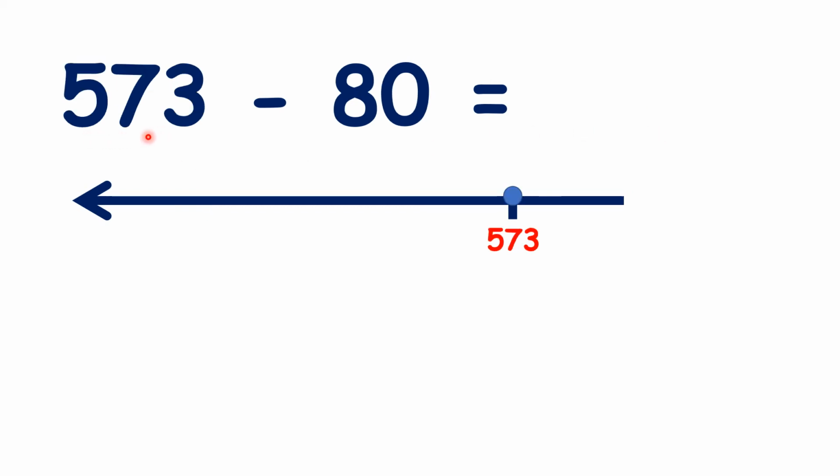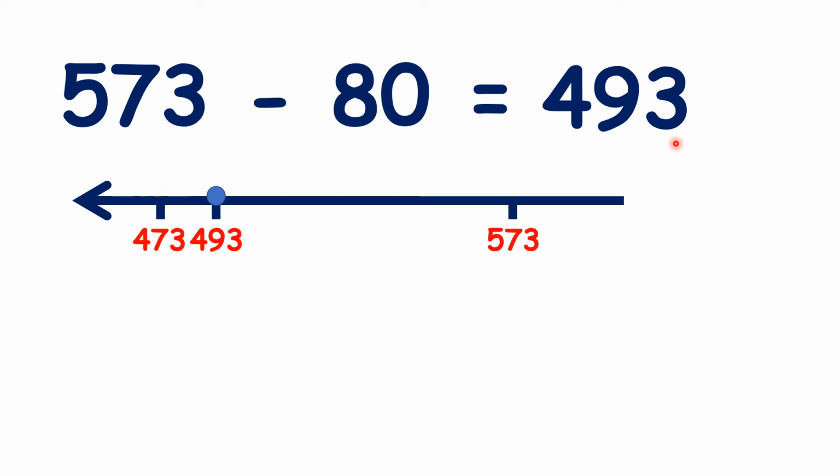So what is 573 minus 80? We can subtract 100, add 20, and that gives us 493.